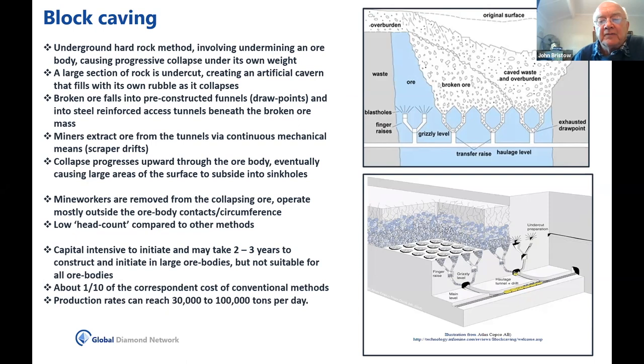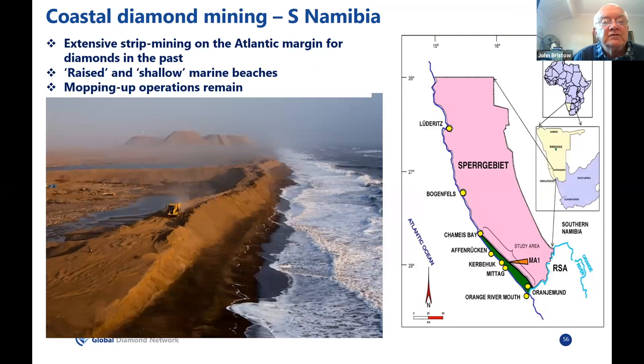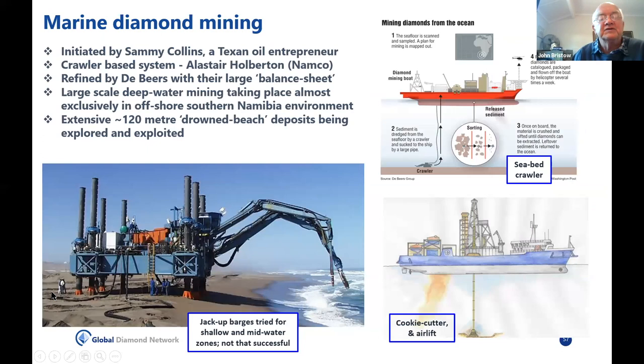Right. Let's just move on to the big deposits, the old beaches of the western part of Namibia, southwest Namibia, and South Africa. We had this mega placer deposit, and that has been mined through strip mining along our coast, and we're also now seeing offshore deep water mining. So this is the ancient beach deposits of southwest Namibia, and that material is now almost complete.